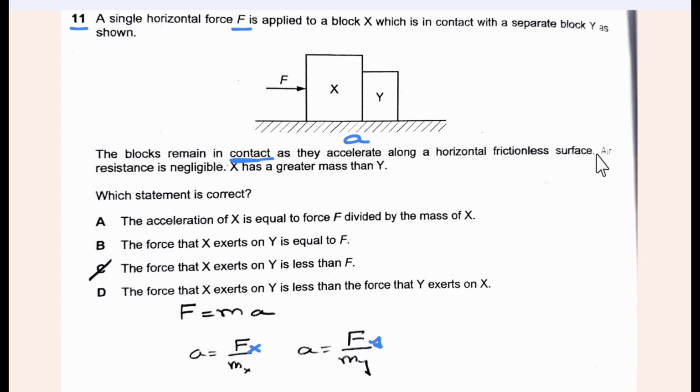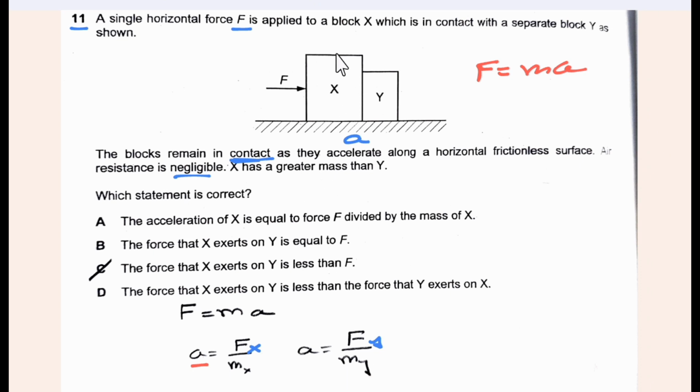Along a horizontal frictionless surface, air resistance is negligible. X has a greater mass than Y. Which statement is correct? We know that force is acting and the blocks accelerate, so force is equal to mass into acceleration. The acceleration of X is equal to the force on X divided by the mass of X, and the acceleration of Y is equal to the force on Y divided by the mass of Y.